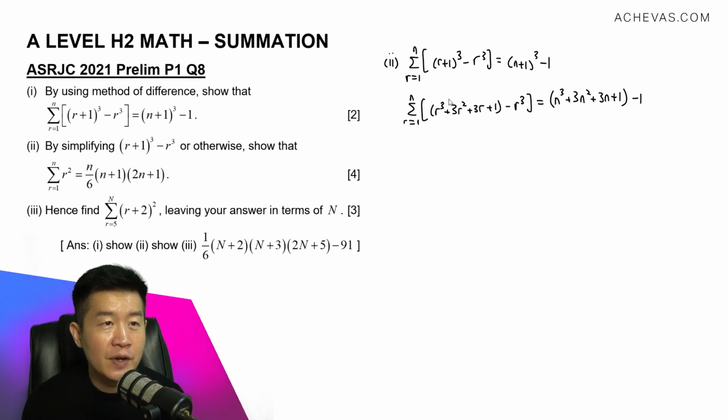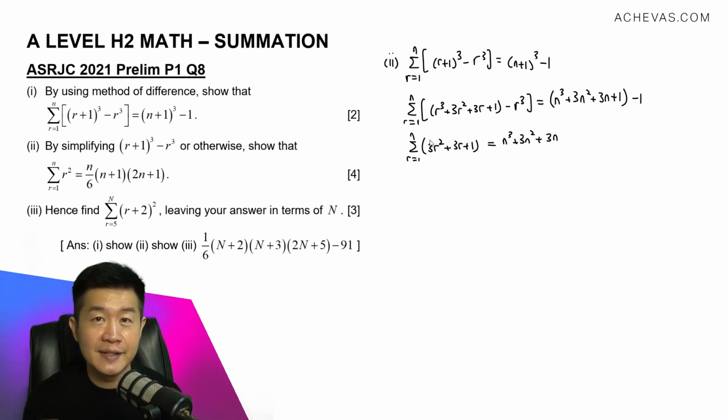So this over here, r to the power of 3 and r to the power of 3 can be cancelled. So within this summation notation, we are going to be left with just 3r squared plus 3r plus 1. As for this over here, we will have n to the power of 3 plus 3n squared plus 3n plus 1 minus 1, they will disappear.